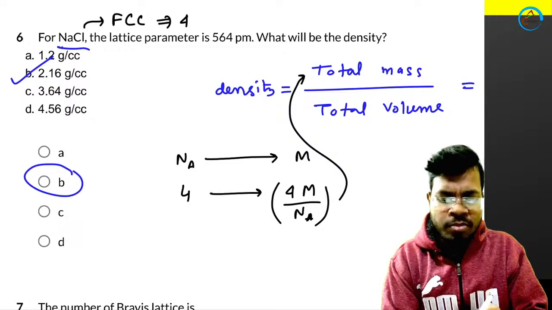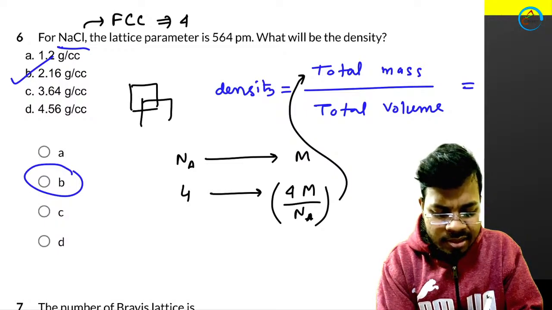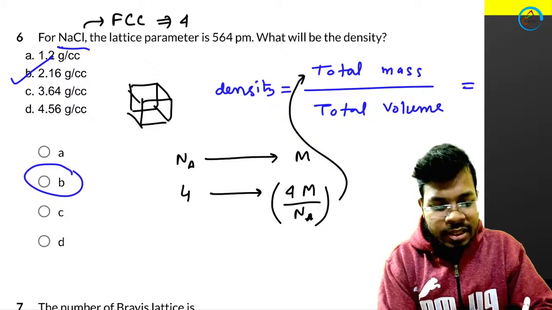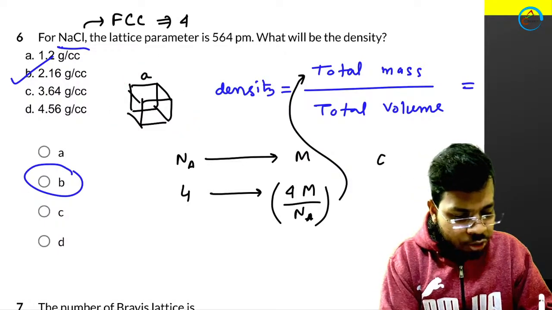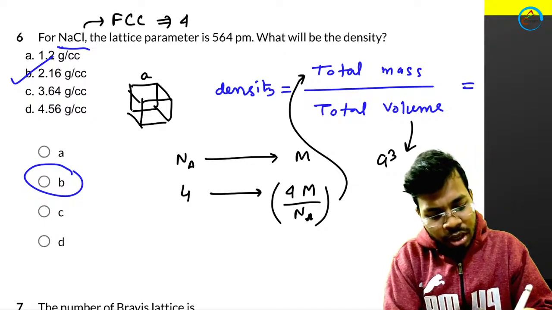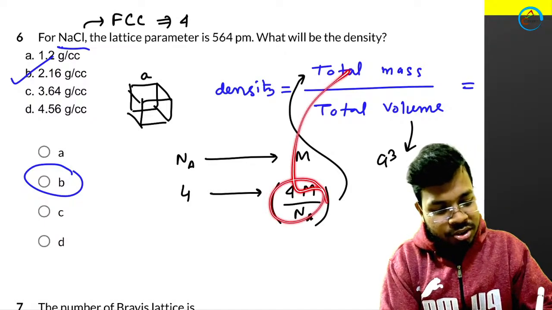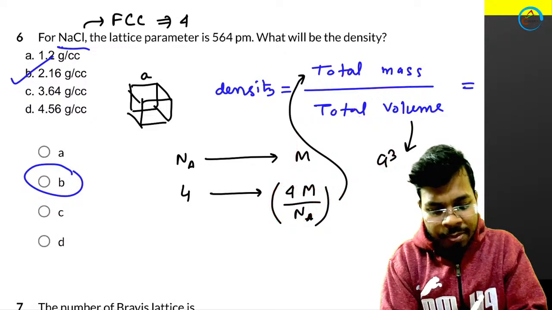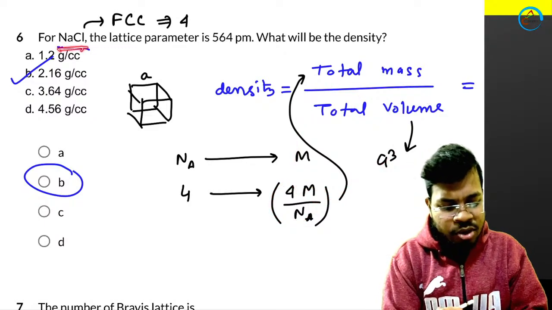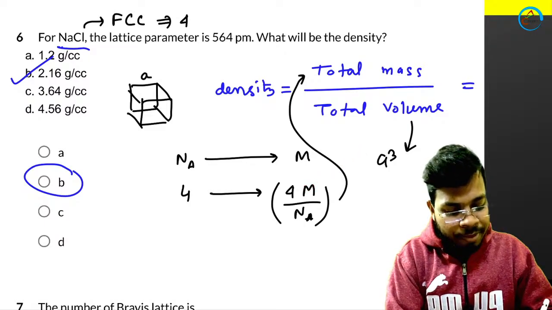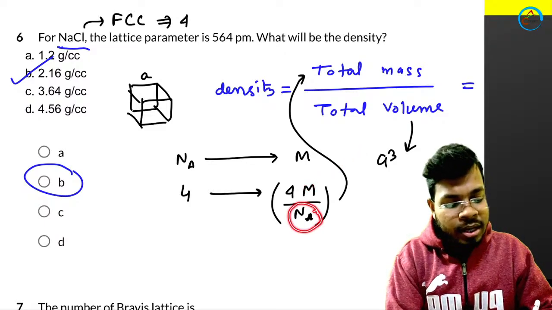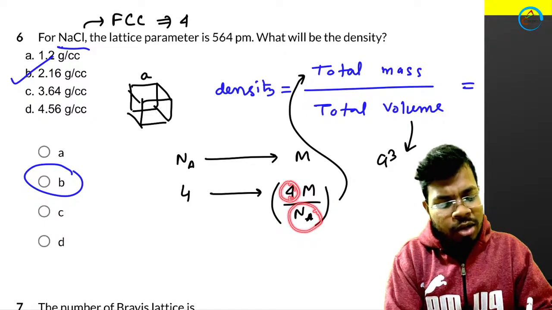What is the total volume? FCC lattice means this is my total unit cell, right? The total volume of the unit cell is what? Side length is a, so it will be a cube. So you know the total mass, put it. Total volume, put it. I have given you, it is NaCl. So you know the value of M, the total molar mass. You know the value of Na, the Avogadro number. You know the value of 4, and total volume will be a cube.